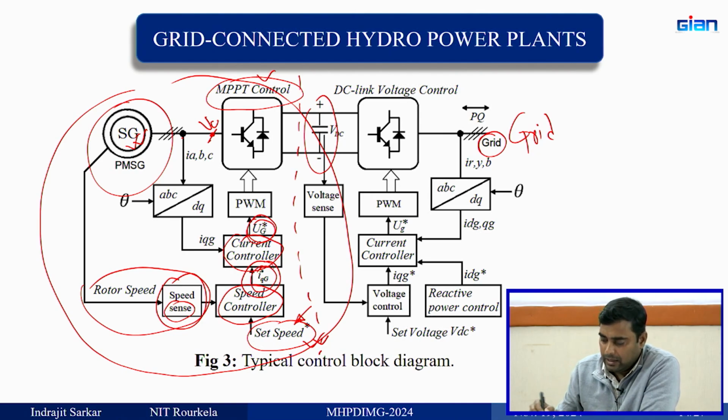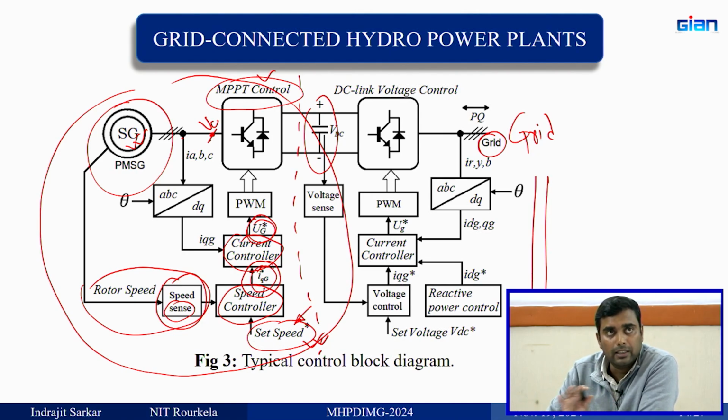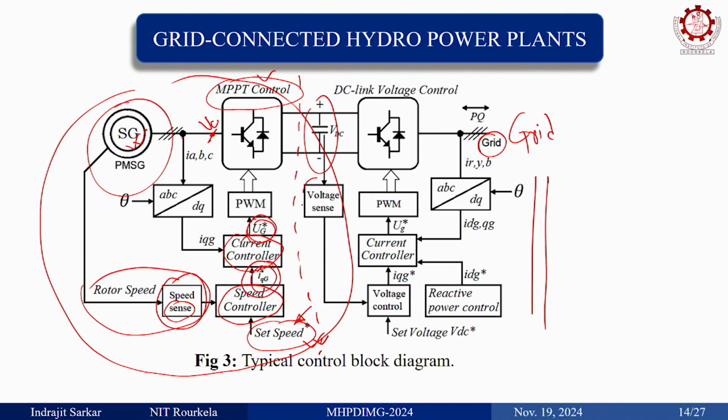Okay. Now, on the grid side, it is a conventional thing, there is no difference. It is voltage sensing, the DC link voltage control, then reactive power control. From here you will have ID and IQ stars, the grid side current, and then you are sensing the ID, IQ, then converting ABC to DQ, and then there is a current controller, you are generating the reference voltage for the voltage control of the converter.